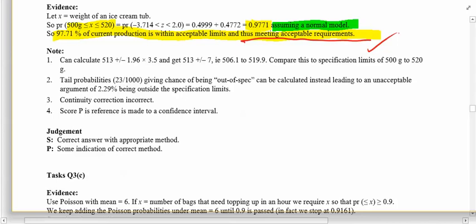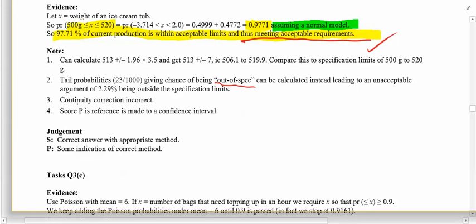Note, it's got a couple of things that they let you do, mistakes they accepted. You could also work with a complement. So obviously if you subtract the 97.71% from 100%, that gives you the probability of a tub going outside the acceptable requirements. And out of spec can be calculated instead, leading to an unacceptable argument of 2.29% being outside the specified limit. Doesn't say why that's unacceptable.